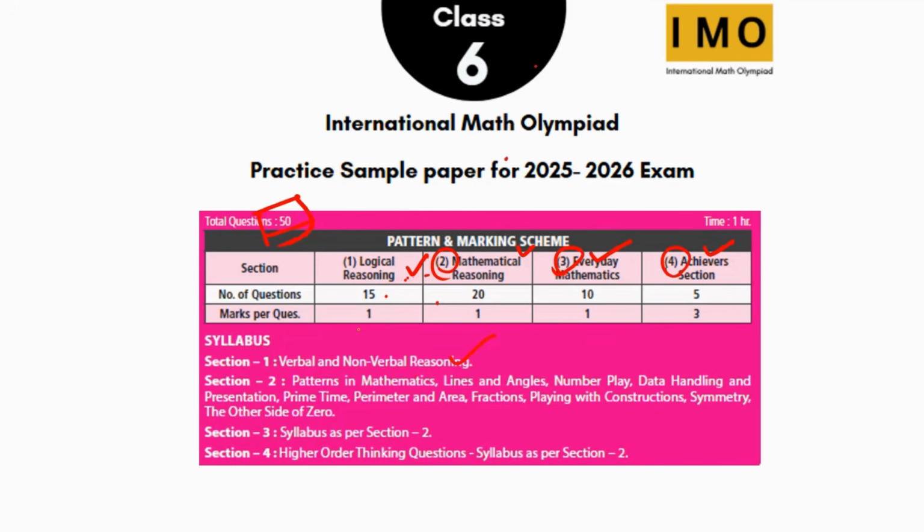Here we have 15 questions of 1 mark, which would be a total of 15 marks. The next section is mathematical reasoning, 20 questions, 1 mark each, so that's again 20. Everyday mathematics has 10 questions, 1 mark each, which is 10 marks. And lastly, we have the achievers section with just 5 questions, but the marking is 3 per question, which makes a total of 15. So this is how our 50 questions would be divided into various sections and marks.